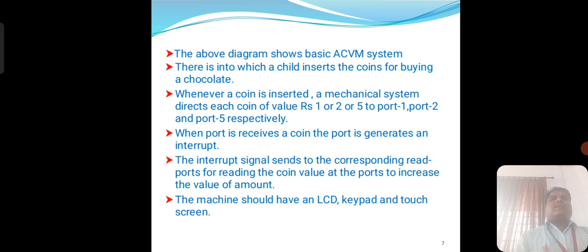The above figure shows the basic automatic chocolate vending machine system, into which a child inserts coins for buying a chocolate. Whenever a coin is inserted, a mechanical system directs each coin of value rupees 1, 2 or 5 to port 1, port 2 and port 5 respectively. When a port receives a coin, the port generates an interrupt. The interrupt signal is sent to the corresponding read ports for reading the coin value at the ports to increase the value of amount. The machine should have an LCD, keypad and touch screen.